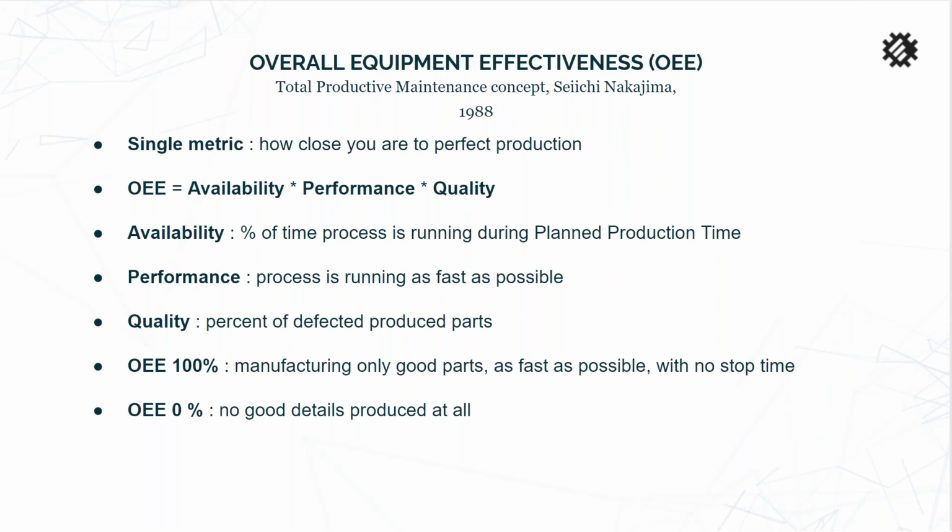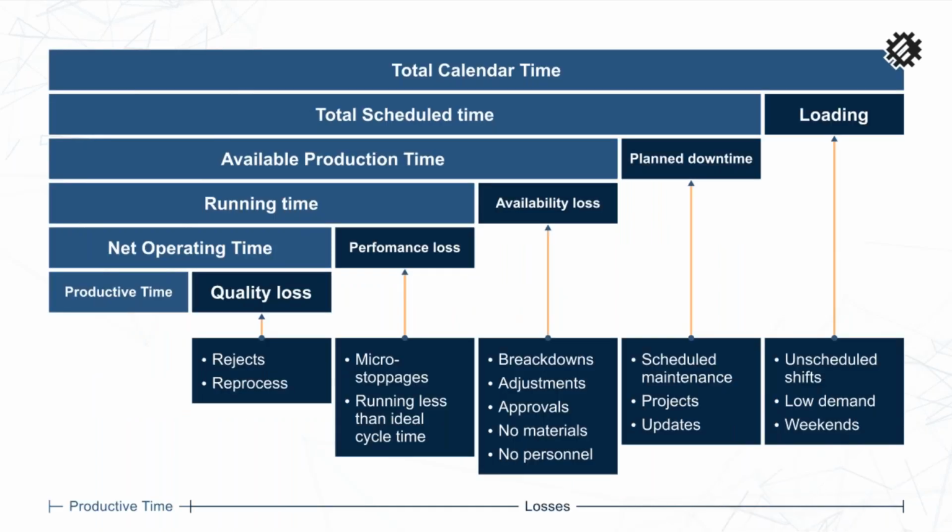Actually, OEE is the way to benchmark production and measure manufacturing productivity. A really good OEE score lies generally between 80 and 85%, and a perfect OEE score means that you are operating at 100%, manufacturing all parts perfectly, as quickly as possible, without stop time. Now we will find out more about the details.